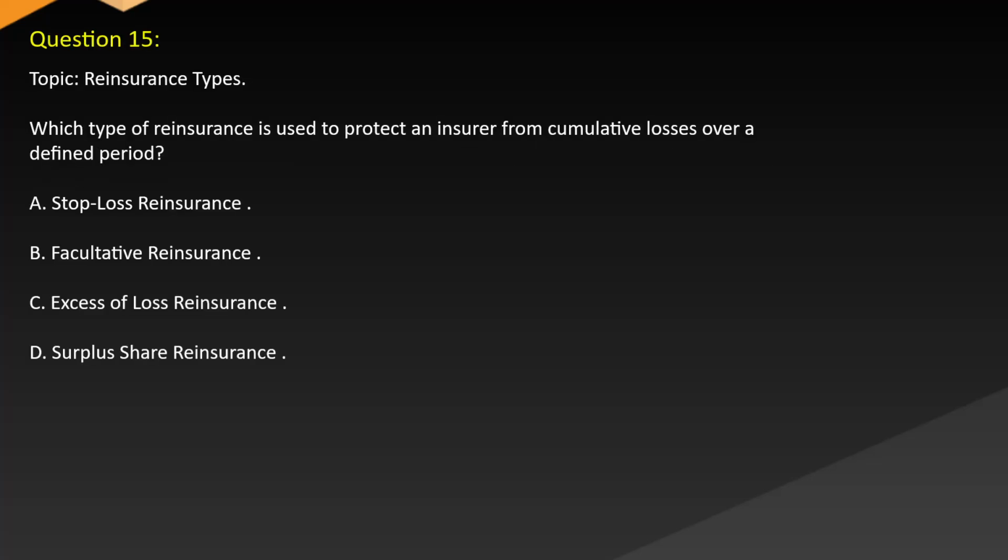Question 15. Topic: Reinsurance types. Which type of reinsurance is used to protect an insurer from cumulative losses over a defined period? A. Stop-loss reinsurance. B. Facultative reinsurance. C. Excess loss reinsurance. D. Surplus share reinsurance.